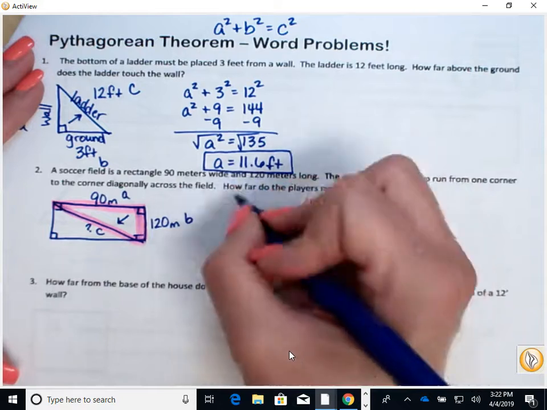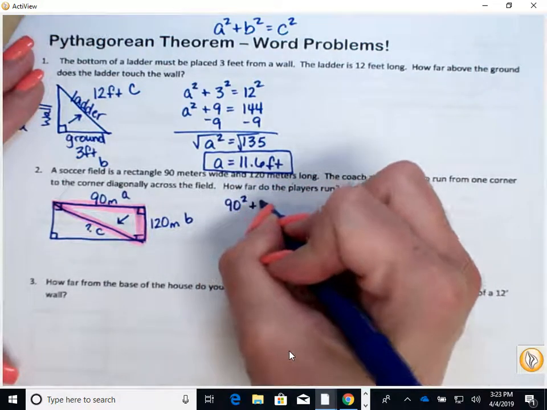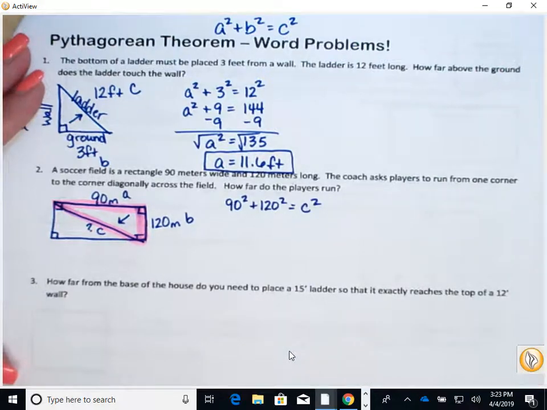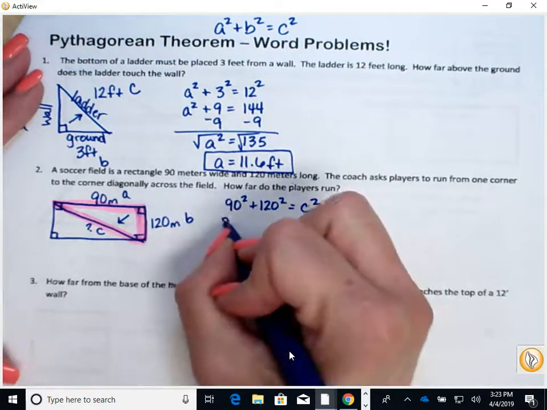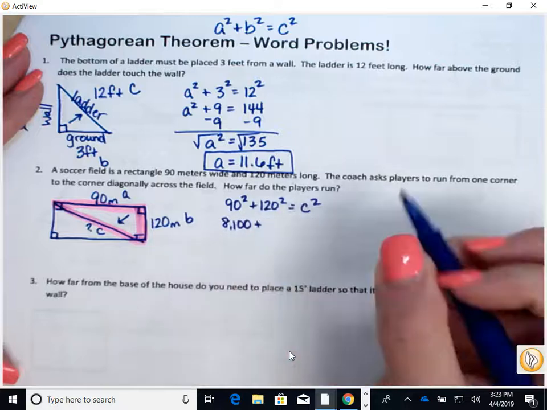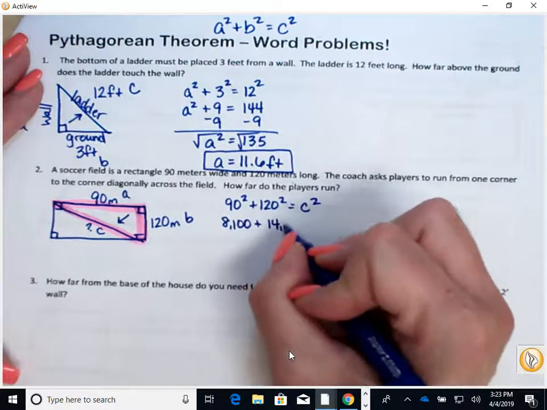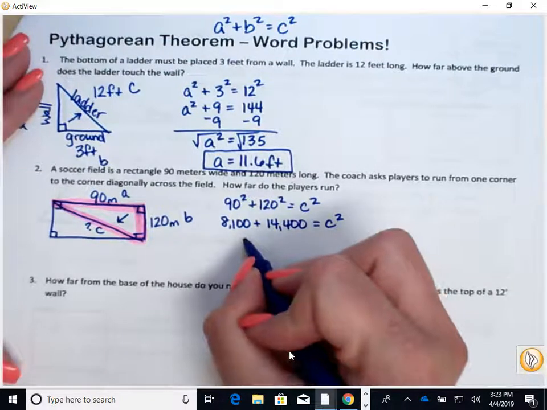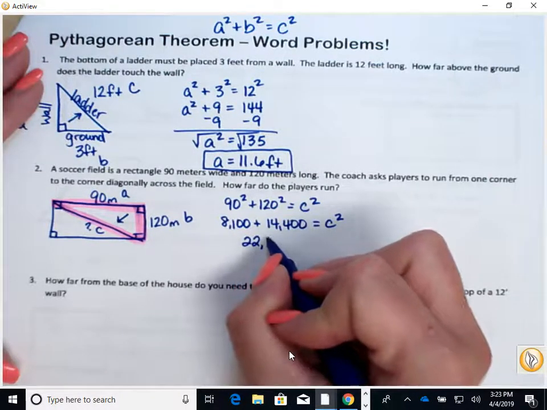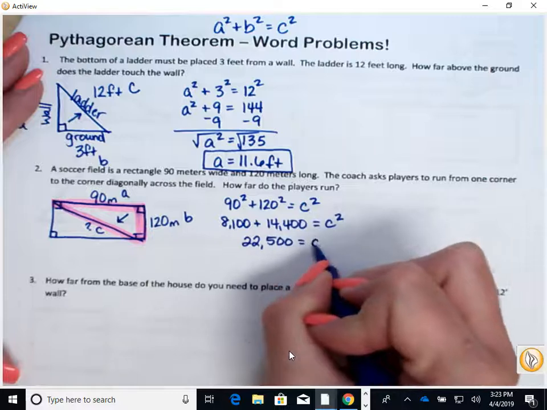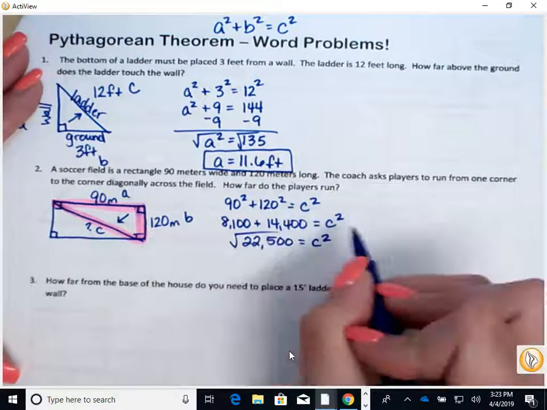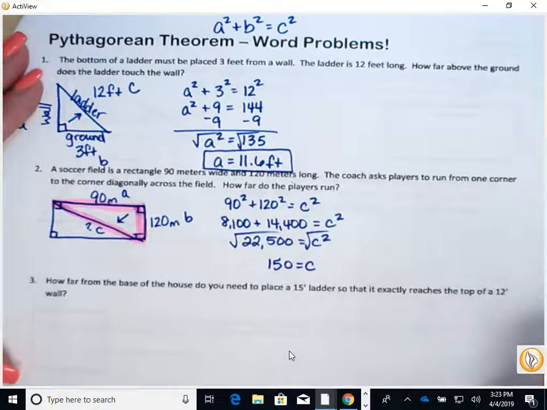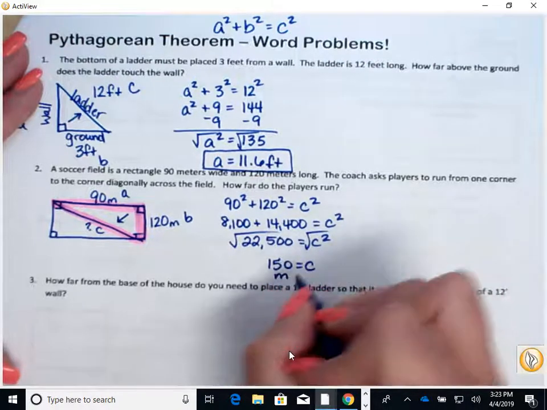Let's solve for it. 90 squared plus 120 squared gives me C squared. And we're getting bigger numbers this time. 90 squared is 8,100. 120 squared gives me 14,400. Add those together, we get 22,500. And then last but not least, take the square root. I get 150 equals C. Now, they gave us the units, so it's 150 meters.